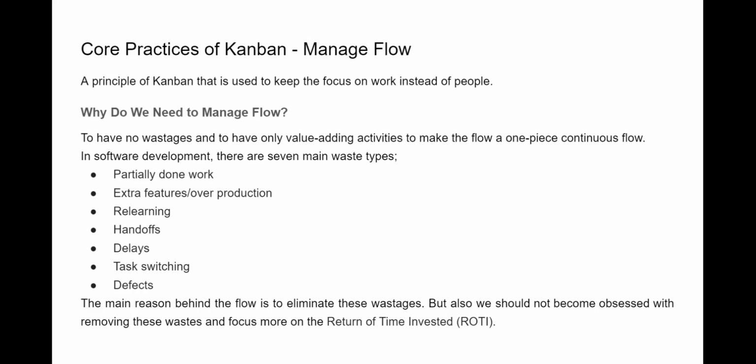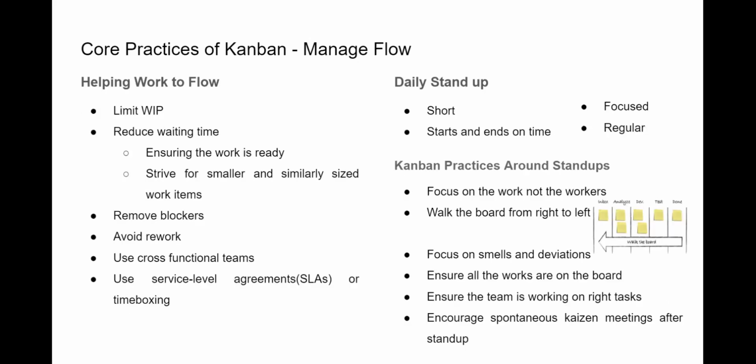In software development, there are 7 main waste types: partially done work, extra features over production, relearning, handoffs, delays, task switching, and defects. The main reason behind managing flow is to eliminate these wastes, but we should also not become obsessed with removing them, and focus more on the return on time invested. So how can we help the work to flow? We should limit WIP, reduce waiting time by ensuring the work is ready, and strive for small and similarly sized work items. Remove blockers, avoid rework, use cross-functional teams, and use SLAs or time boxing.